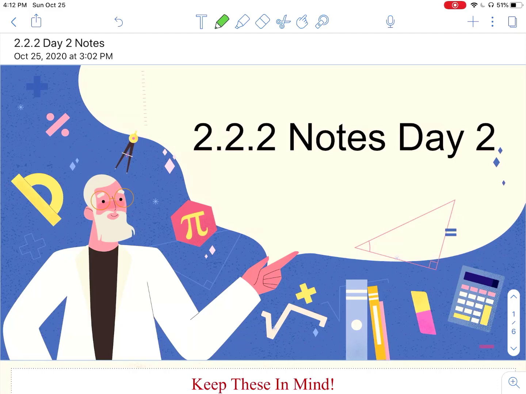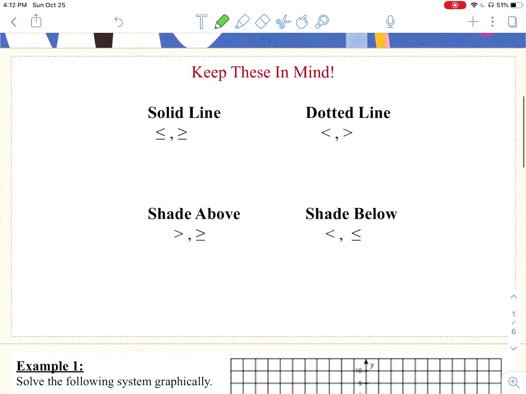On 222 notes day 2. Before we begin these examples, make sure we keep these in mind. If you have a less than or greater than or equal to sign, you're going to use a solid line. If you have a less than or greater than sign, you're going to use a dotted line.